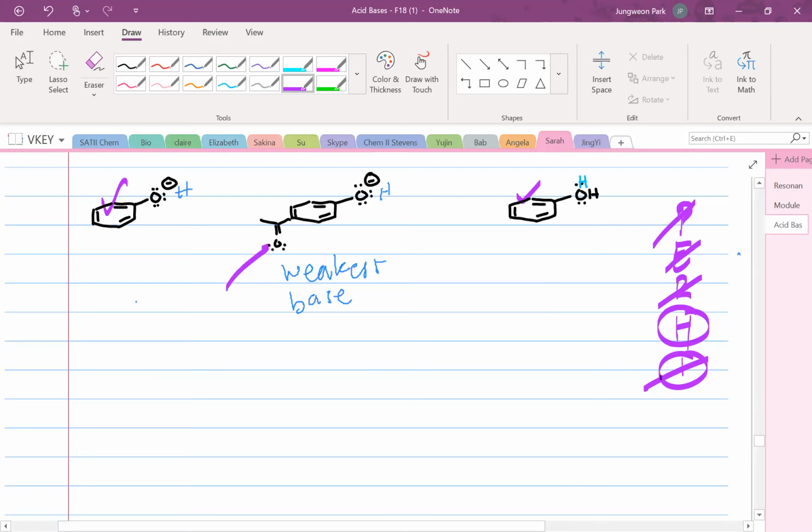Does oxygen really like to be bonded to all of those hydrogens? No. Not really. First of all, this is a negative charge and protons are positively charged, right? So this is very likely to accept that proton versus this one. Is it likely to accept that proton? Not so much, right?